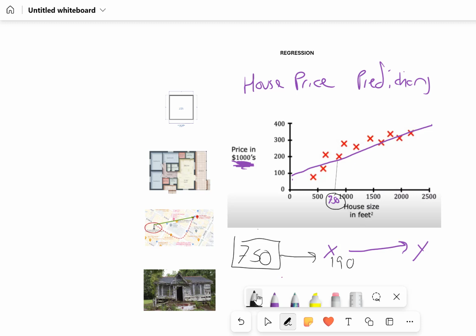The training would have come from us training the system, saying that normally a house which is, let's say, I'm going off the screen, 490 square feet, is around $80,000. Is it around that?